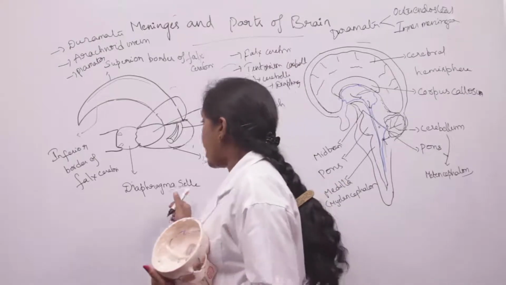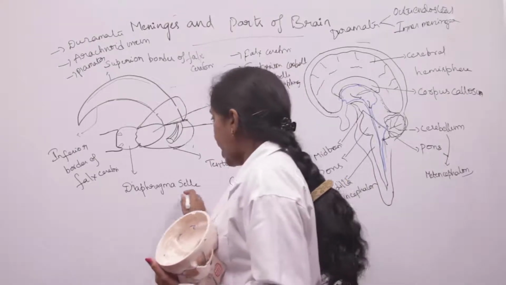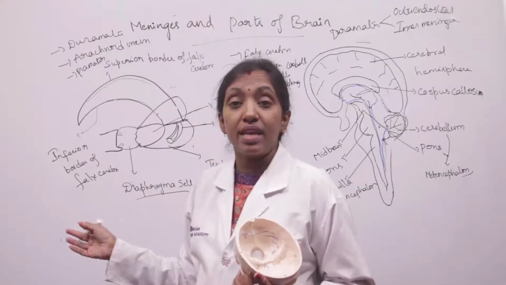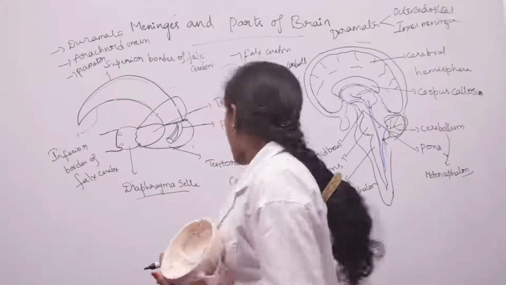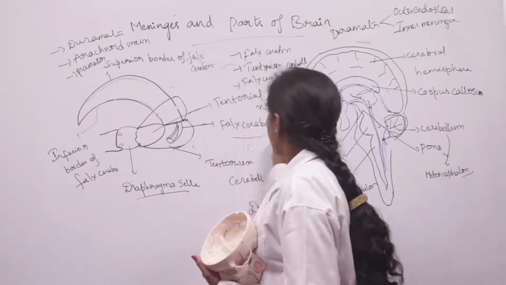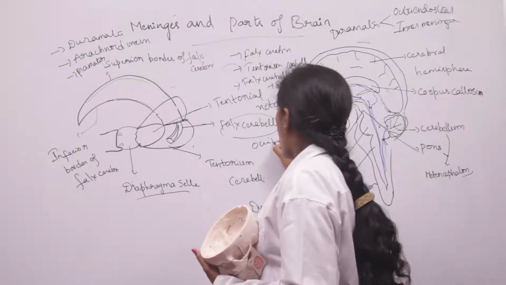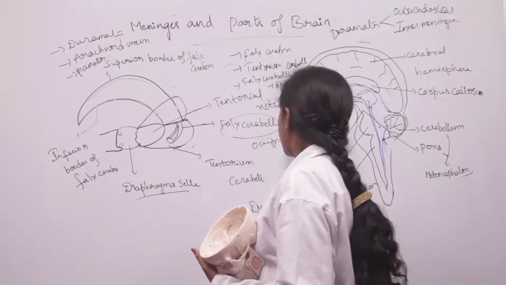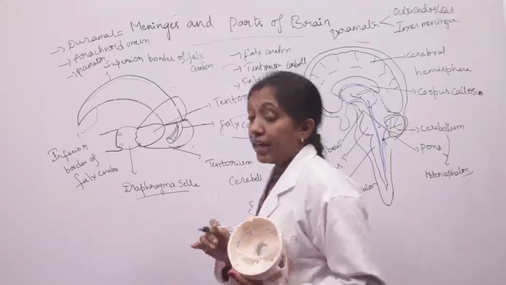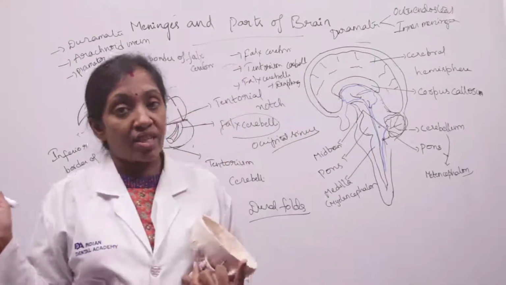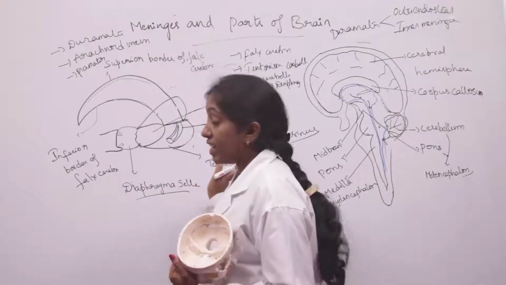And coming to the diaphragma sellae, it encloses the cavernous sinus, and the falx cerebelli encloses the occipital sinus. Falx cerebelli encloses the occipital sinus. We have discussed them in detail during the dural venous sinuses.